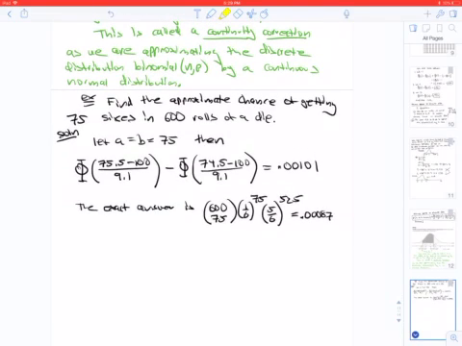So for example, to find the approximate chance of getting 75 sixes in 600 rolls, we let A equal B be 75, and then look at phi of (75.5 minus 100) over 9.1, minus phi of (74.5 minus 100) divided by 9.1, which is 0.00101. You can, of course, calculate it exactly using the binomial formula.